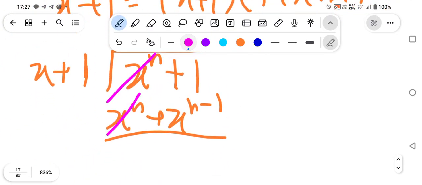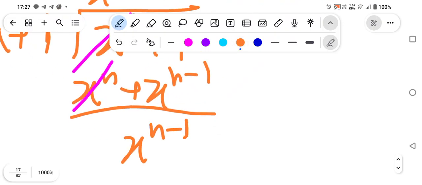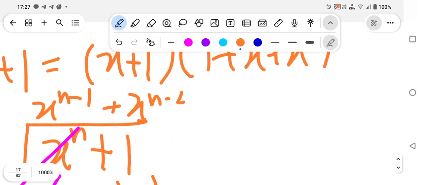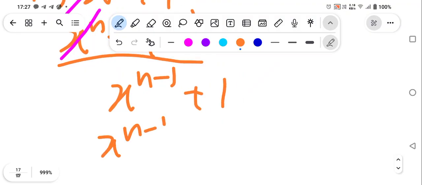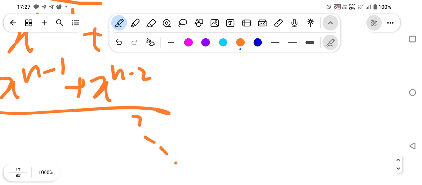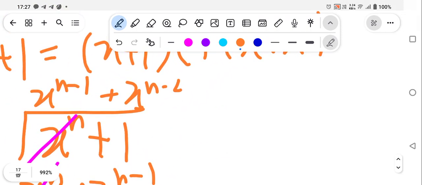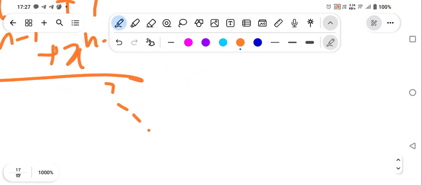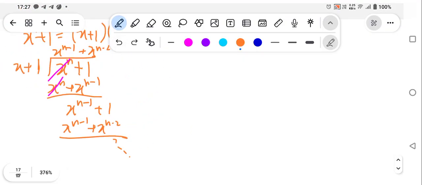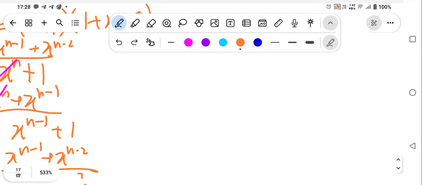Okay, so now we have x power n minus 1. So this and that will cancel out. And what's left would be x power n minus 1 plus 1. The same thing, we're gonna add x power n minus 2. There'll be x power n minus 1 plus x power n minus 2. And this will be repeated forever. So until we get a factor, we'll eventually get, since this is an infinite sum, we're not gonna get a remainder, which is kind of very weird here.